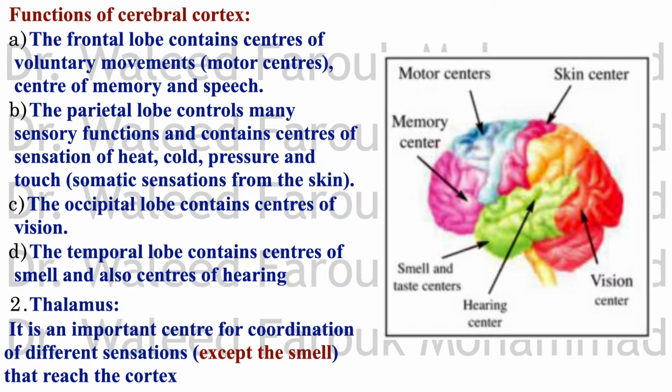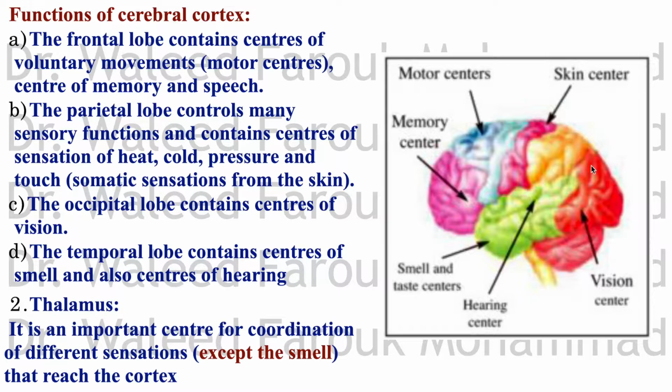functions بقى. الفرونتال لوب في centers بتاعت الvoluntary movements، ده motor centers يعني، وفي centers of memory and speech. خدوا بالكم، memory and speech الفرونتال لوب، وكمان البيهيفير يعني الشخصية بتاعت البني آدم، الفرونتال لوب. البارايتال لوب ده sensory functions، جاي له sensations من كل أجزاء الجسم. السنسيشنز دي هي الهيت والكولد والبريشر والتاتش، بيسموهم سوماتيك سنسيشنز من الجسم كله. تمام. البارايتال لوب.